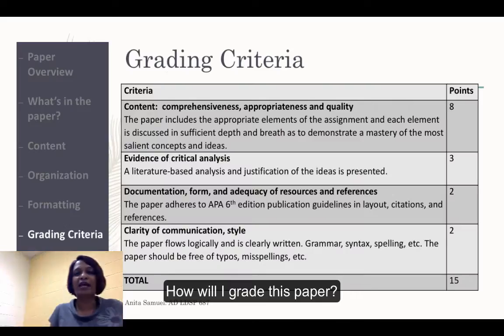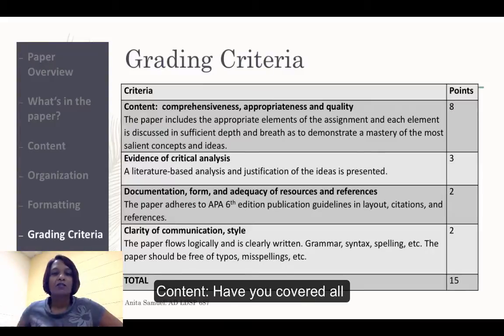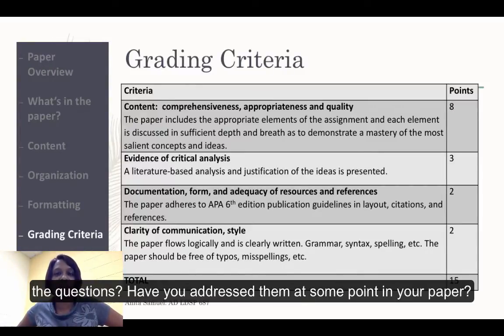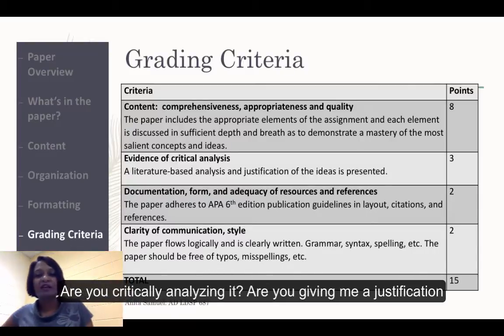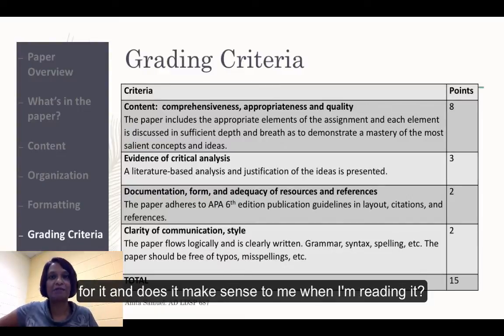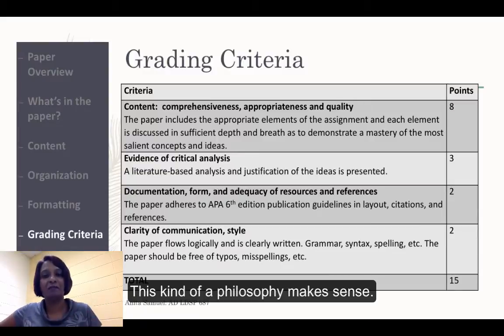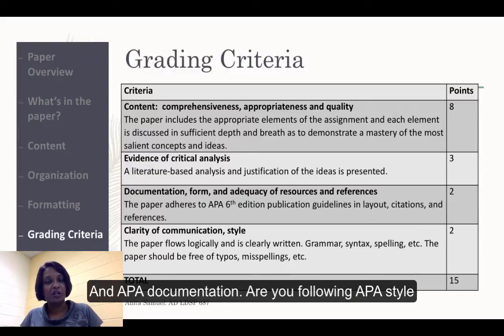And finally, how will I grade this paper? So I'm going to be looking at content. Have you covered all those questions? Have you addressed them at some point in your paper? That's going to carry the major points here. So that's going to be 8 points. And then are you critically analyzing it? Are you giving me a justification for it? And does it make sense to me when I'm reading it, as in, okay, this kind of philosophy makes sense? And APA documentation, are you following APA style correctly?